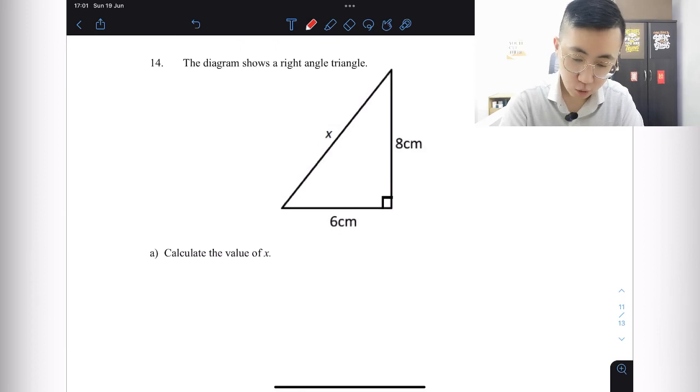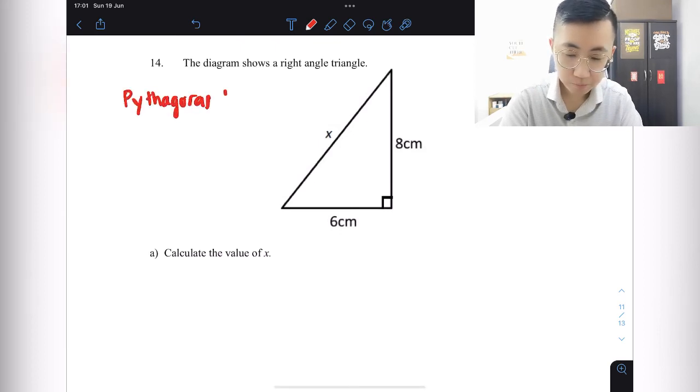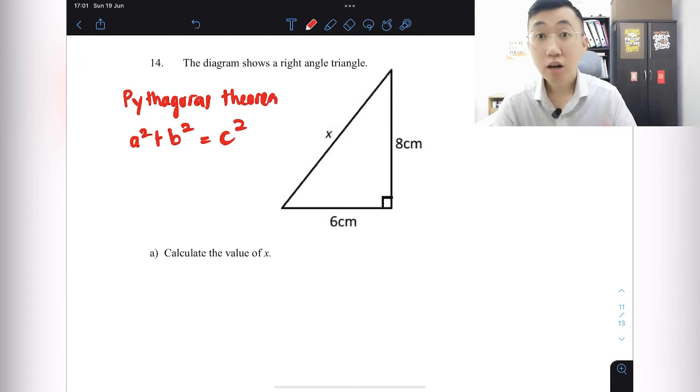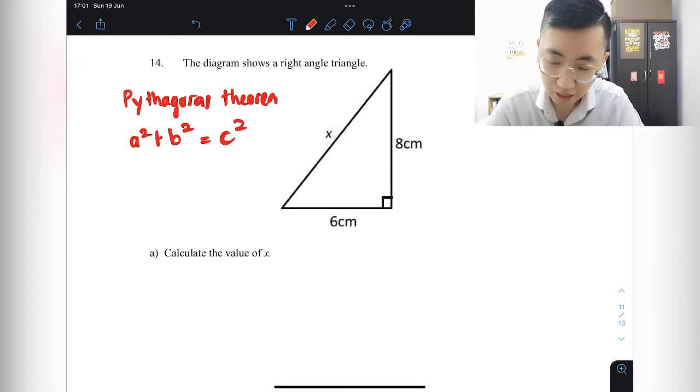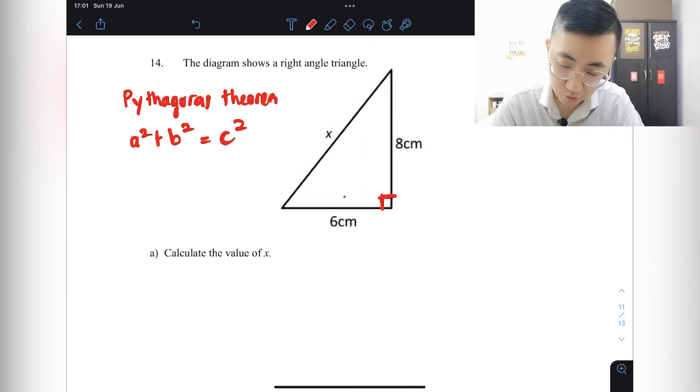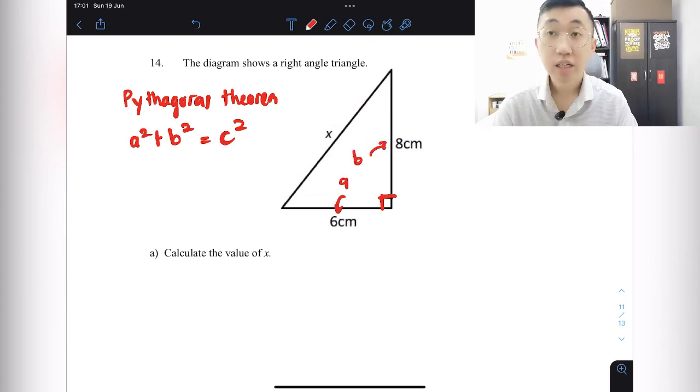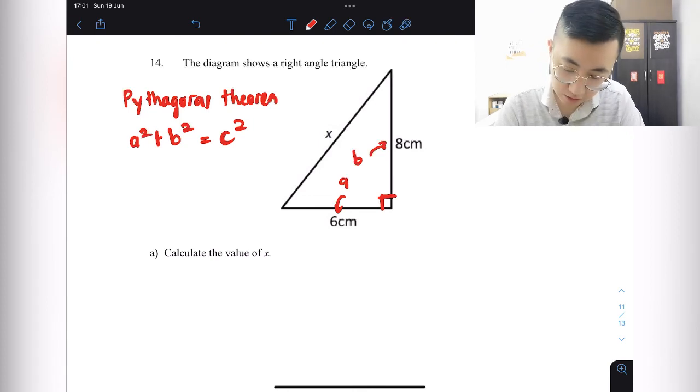So you are going to use Pythagoras theorem. The formula is a square plus b square is c square. So how do we find the values of a and b? To identify them, you look at the 90-degree square box, which is touching 6 and 8. So you know that this is definitely your a and this is definitely your b value. Okay, so let us start with the formula.